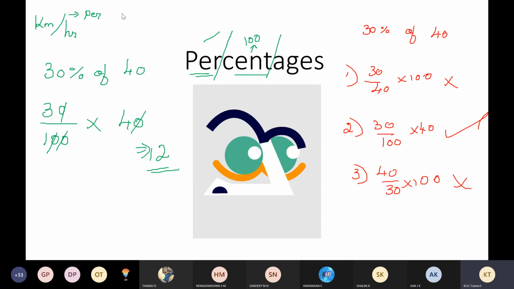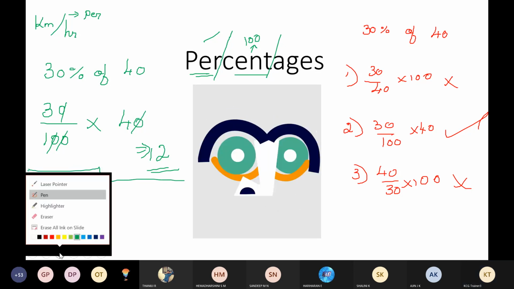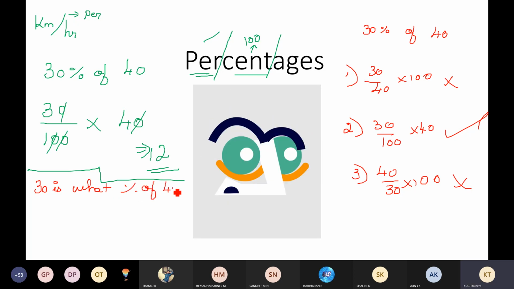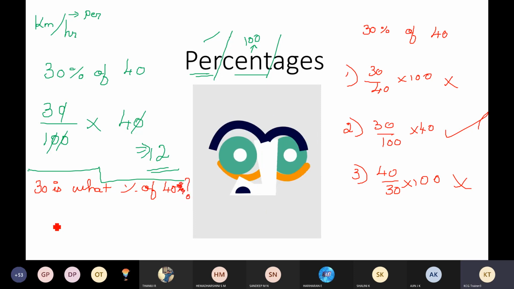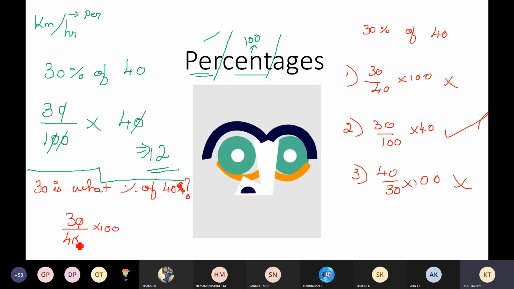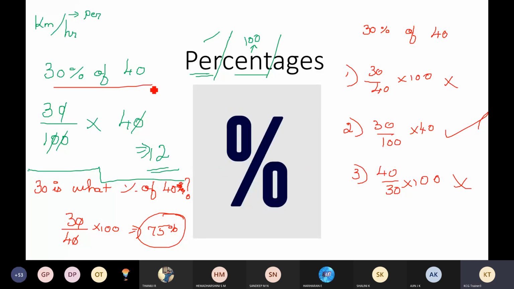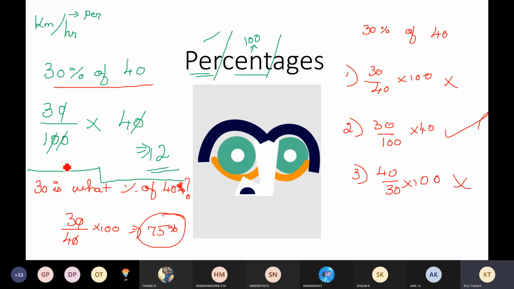But the same question with the same data, you can ask questions in different other ways. Say, for example, if I ask you guys the question, 30 is what percentage of 40? Which means out of 40, 30 is what percentage? So 3 by 4, which would be 75%. So this is different. But here the question is, what is 30% of 40? Please don't get confused with this one and this one.